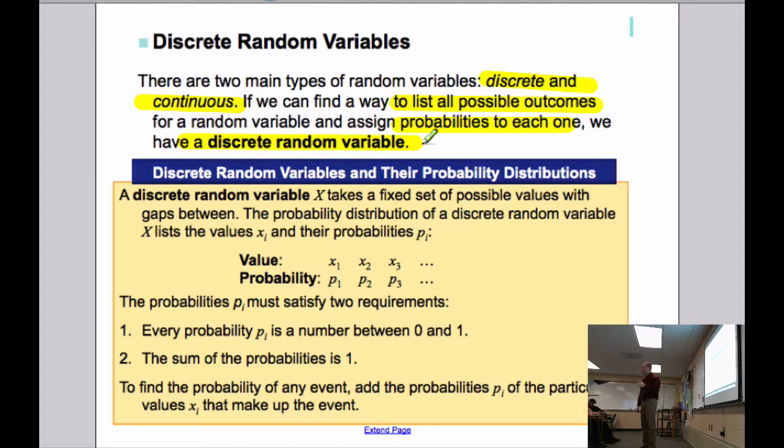You can't get 1.2 tails. Rolling a die is a discrete probability. You can't get 1.3 on a standard die. Those are discrete probabilities. Whereas continuous would be the Z stuff. Remember, there's an infinite number of points under the bell curve. That's all continuous that we'll be going back to.